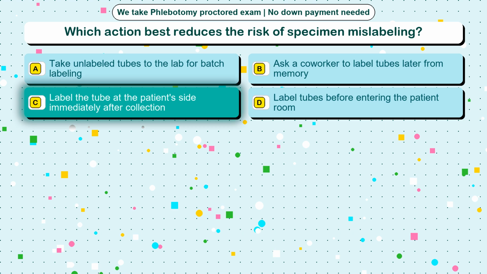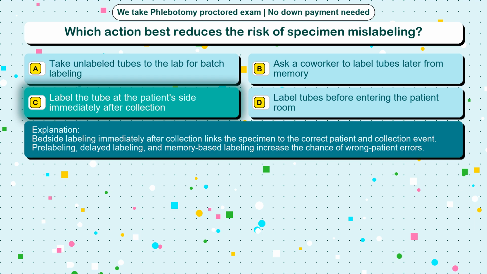The correct answer is option C, label the tube at the patient's side immediately after collection. Bedside labeling immediately after collection links the specimen to the correct patient and collection event. Pre-labeling, delayed labeling, and memory-based labeling increase the chance of wrong patient errors.